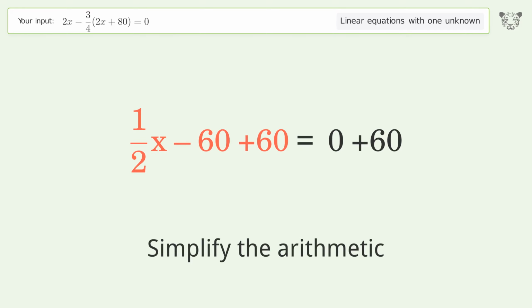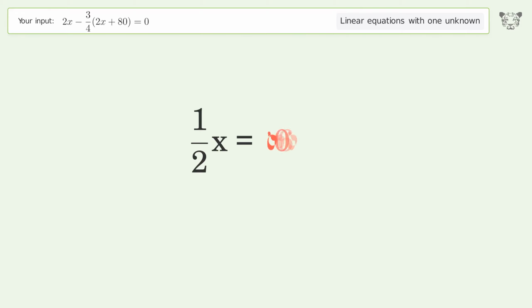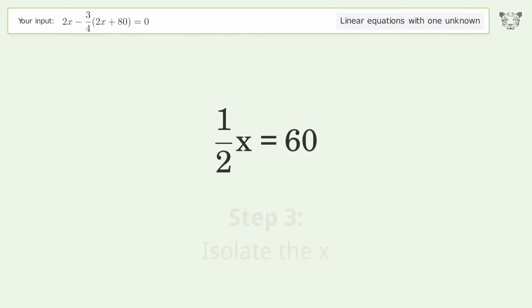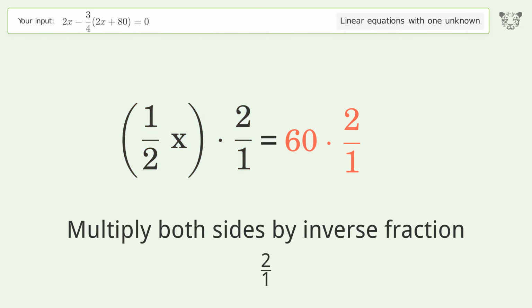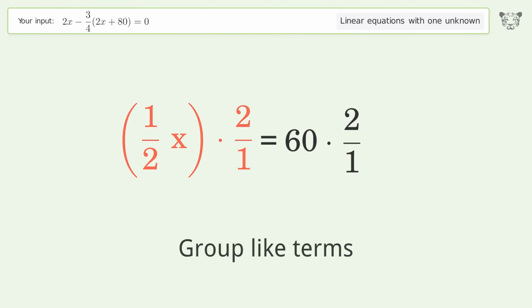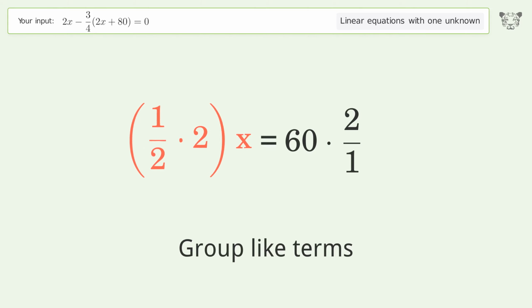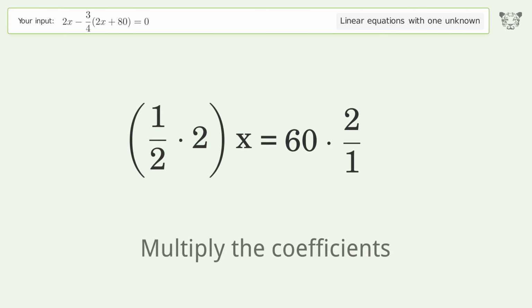Simplify the arithmetic. Isolate the x. Multiply both sides by inverse fraction 2/1. Group like terms. Multiply the coefficients.